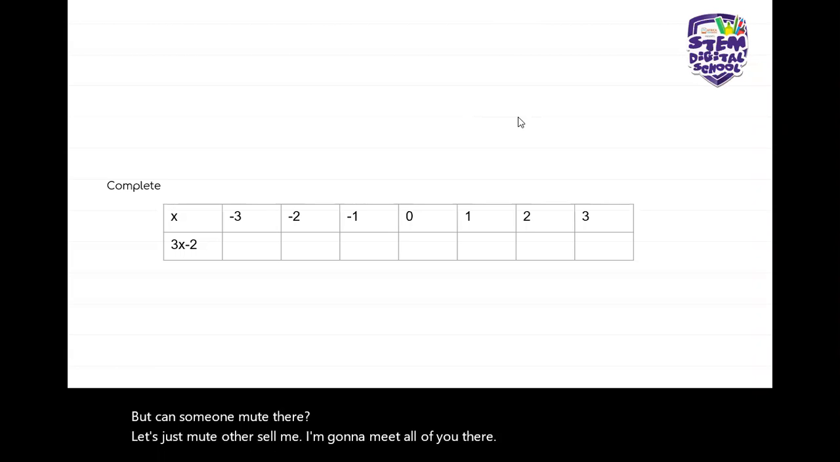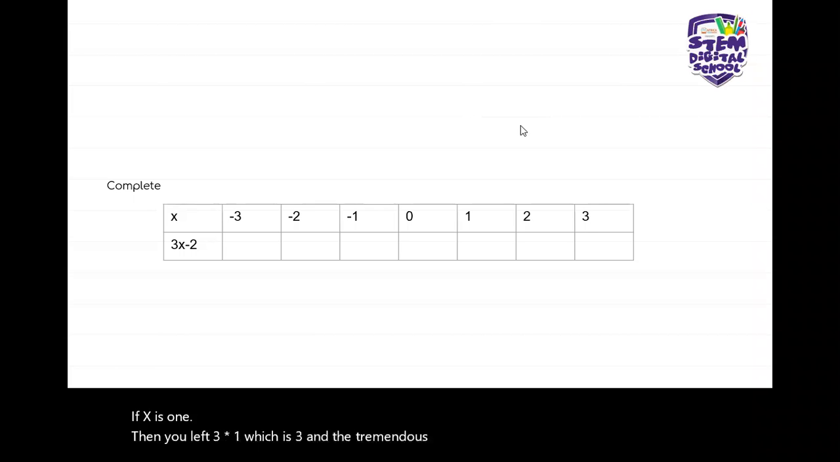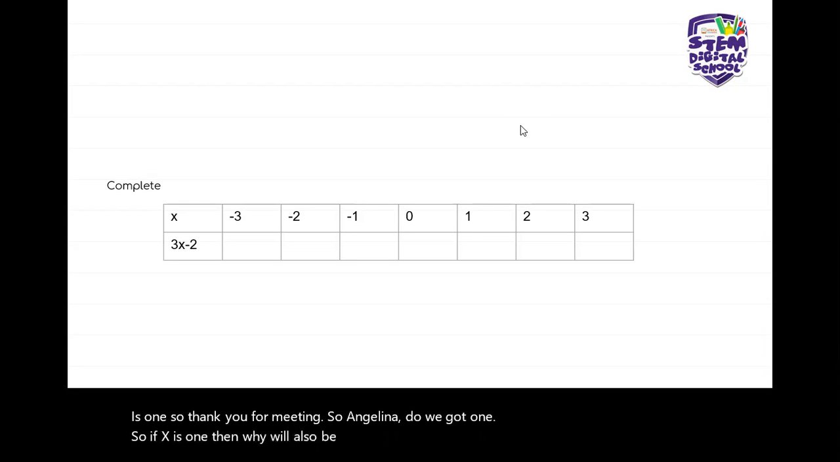Right? Can we proceed? If x is 0, then y is negative 2. If x is 1, then you'll have 3 multiplied by 1, which is 3, and then 3 minus 2 is 1. So Angelina Dube got 1. So if x is 1, then y will also be 1. Okay, everybody got 1.